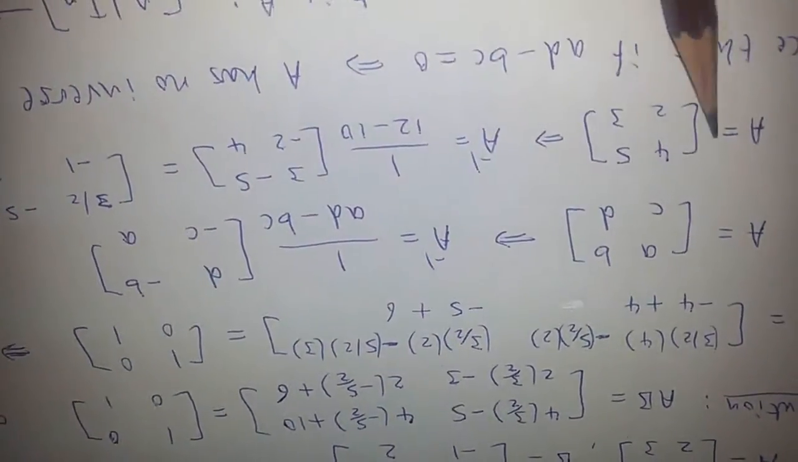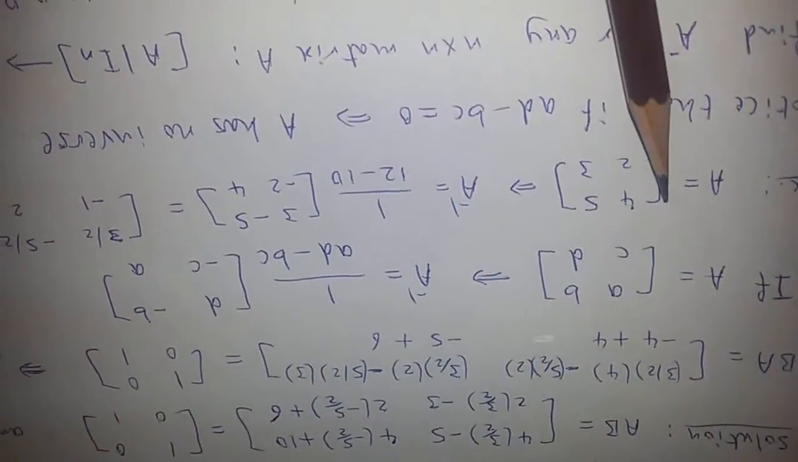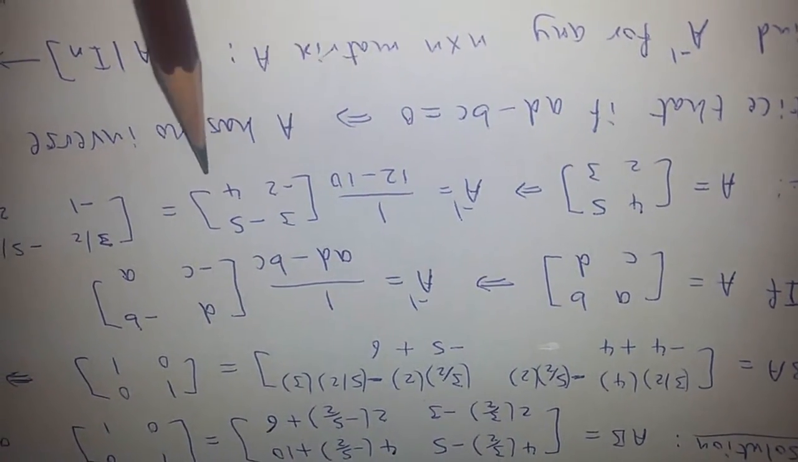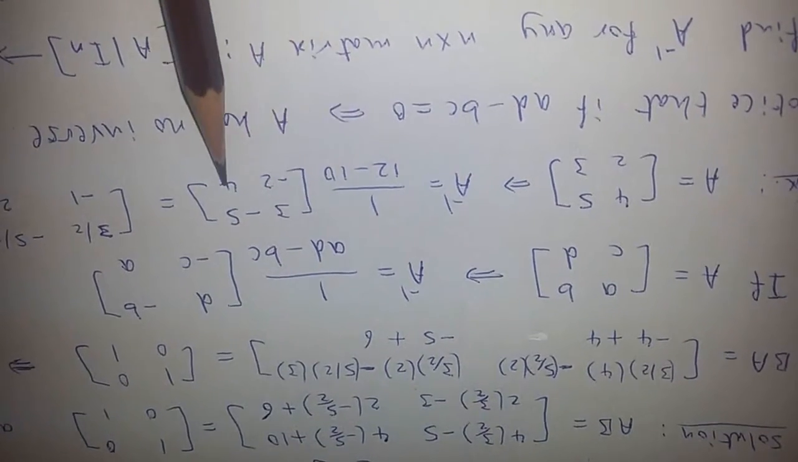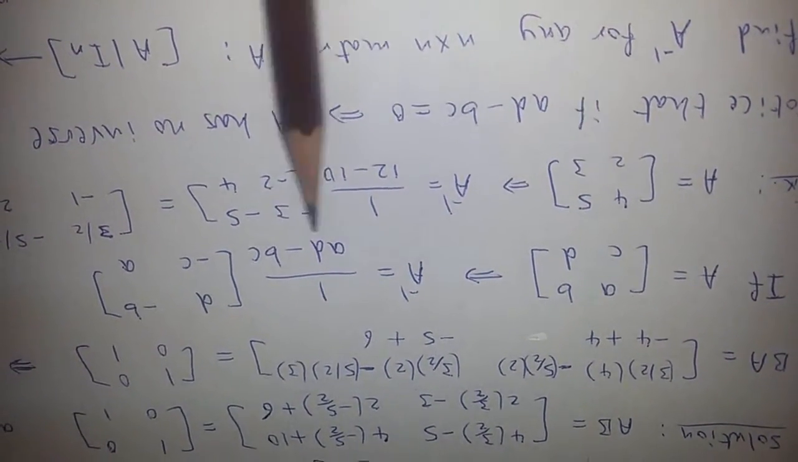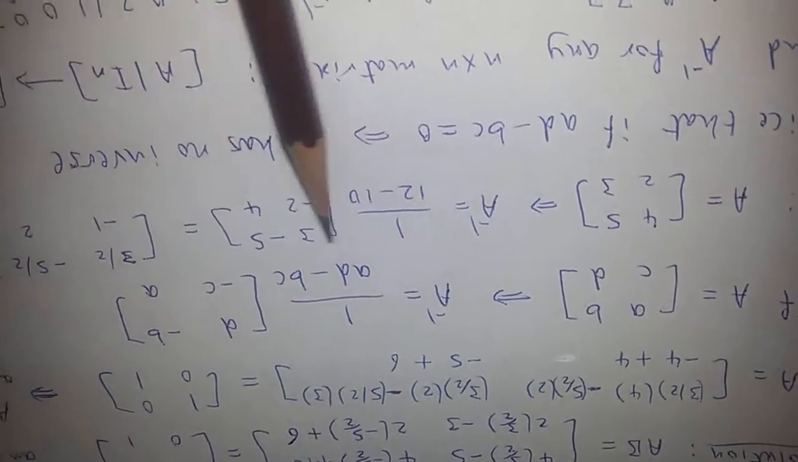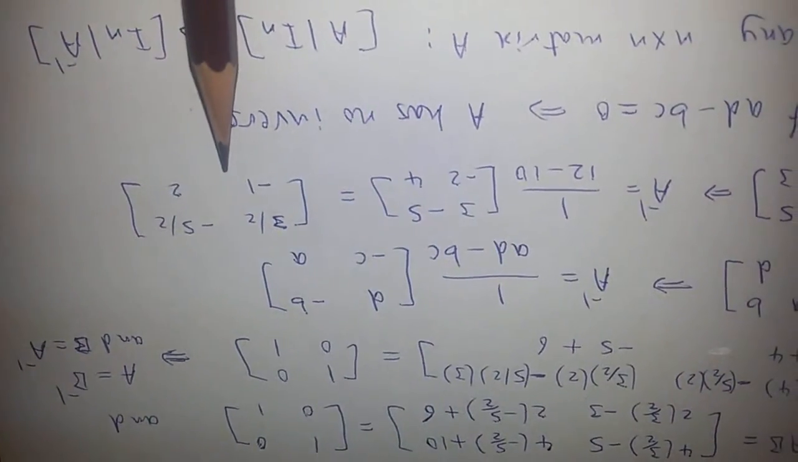So for example, if this is the matrix A, how to find A inverse? 1 over AD, which is 12, minus BC, which is 10. So it's 1 over 2, and change positions for the 2 and 3, and here change signs. Now multiply 1 over 2 times this matrix, and you get this matrix. So this is A inverse.